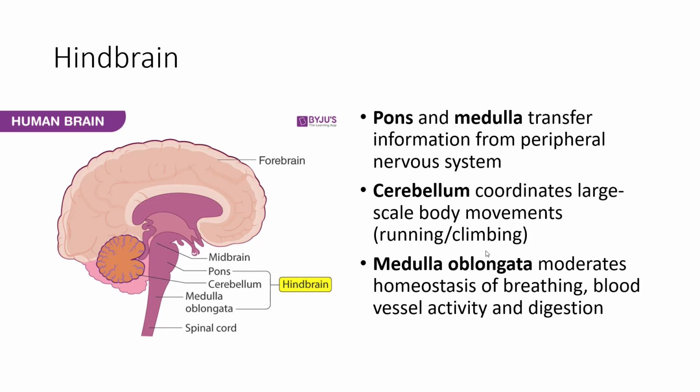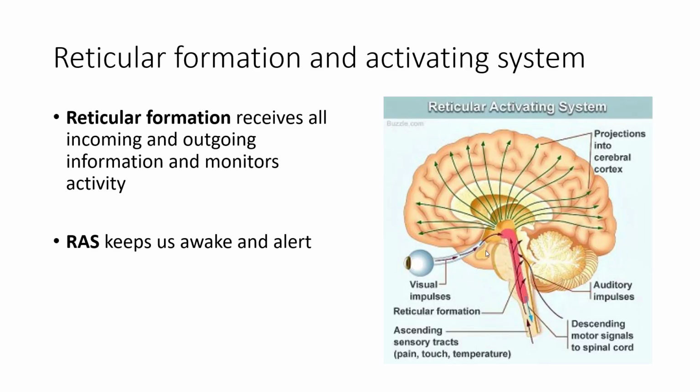The medulla oblongata moderates homeostasis in coordination with part of the midbrain, and that is also going to coordinate the blood vessel activity and your digestion. Last up on the hindbrain, the reticular formation and the reticular activating system. The reticular formation receives all incoming and outgoing information and will monitor the activity of what is all coming in and what is all going out.